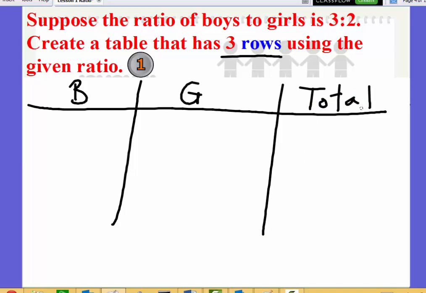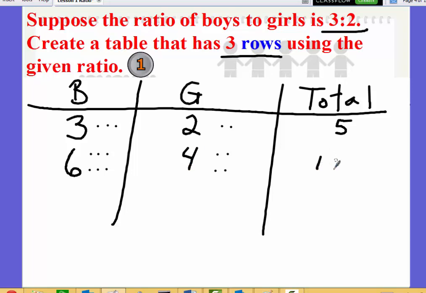So it says I have a ratio of 3 boys to 2 girls. So I have 3 boys, 2 girls, and that would be 3 plus 2 is 5. Then what if I have, here's my 3 to 2 picture, what if I have 6? I'm just going to double it, multiply it by 2. 3 boys, 2 girls. There's another 3 boys, so I need to add 2 more girls. I'm left with 4 girls for this one with a total of 10.